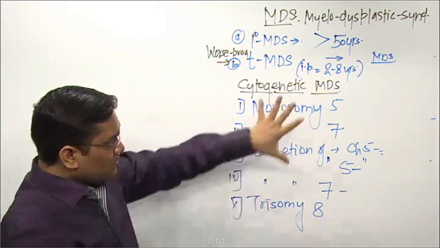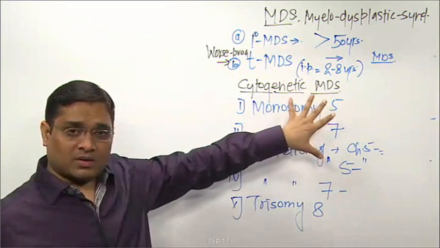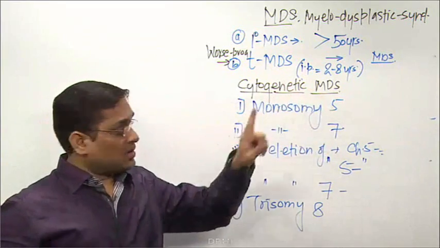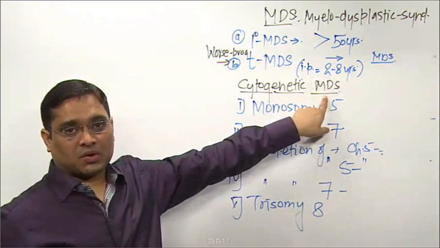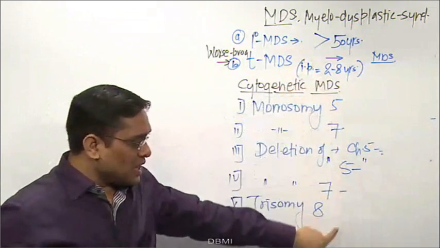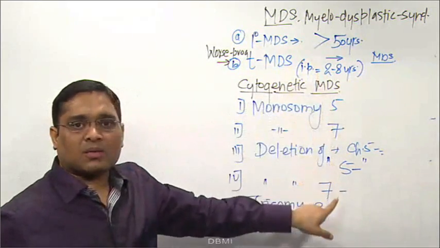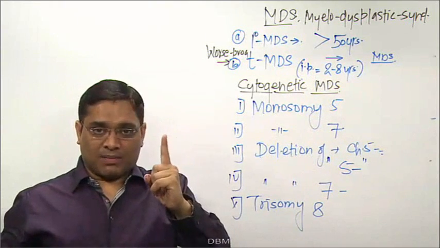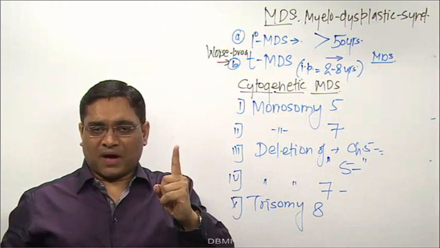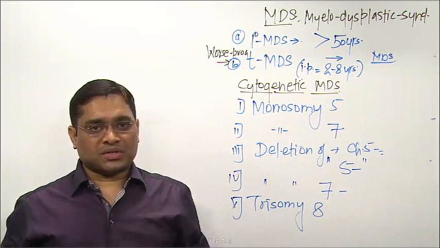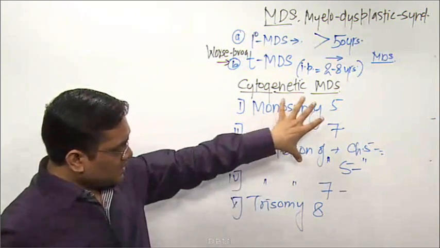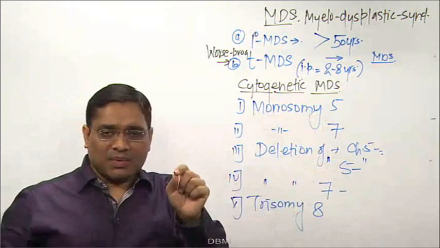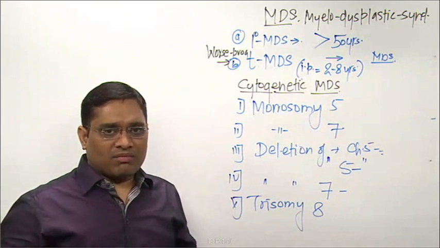So this is what I was talking about when we were talking about AML associated with myelodysplastic syndrome. Whenever you see any of these cytogenetic abnormalities or chromosomal changes in a case of AML, that will signify a poor prognosis. So MDS cytogenetic change in an AML patient is an indicator of bad prognosis.